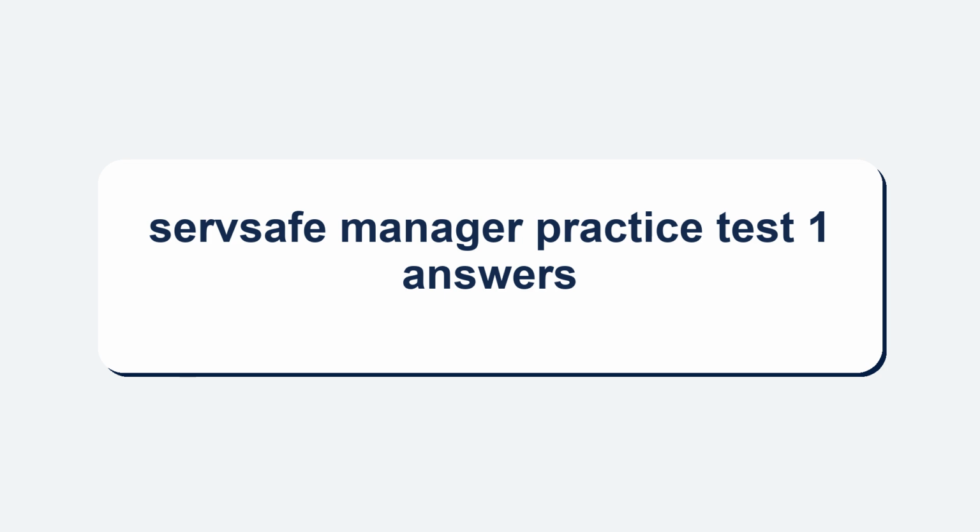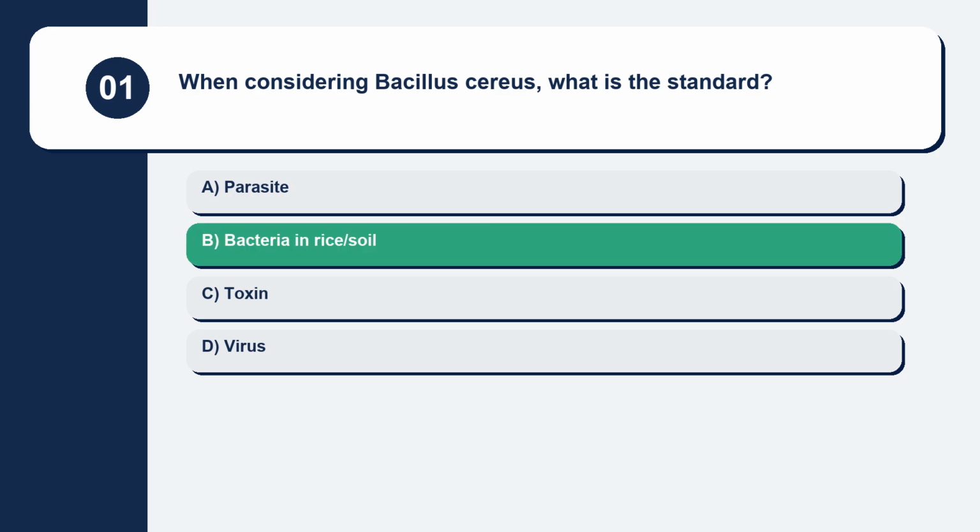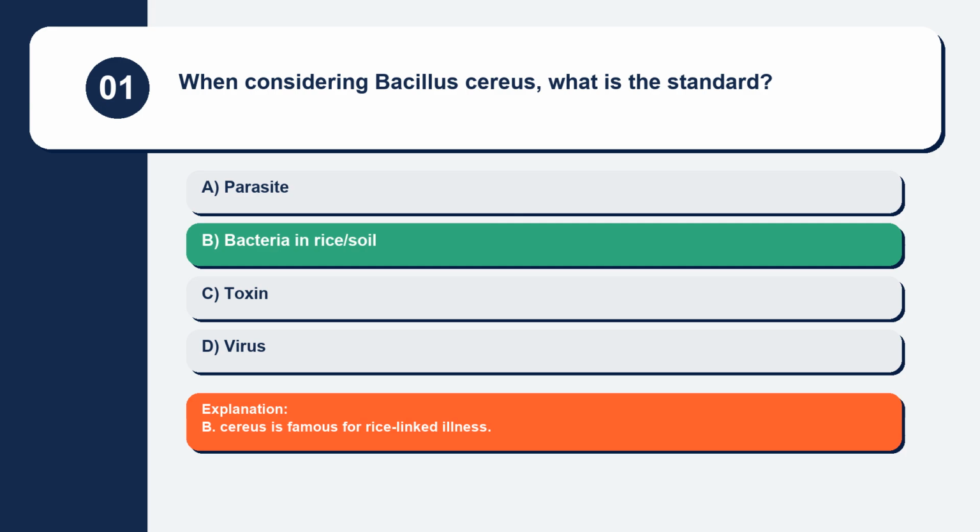ServSafe Manager Practice Test 1 Answers. Question 1. When considering Bacillus cereus, what is the standard? Parasite, bacteria in rice/soil, toxin, virus. B. cereus is famous for rice-linked illness.